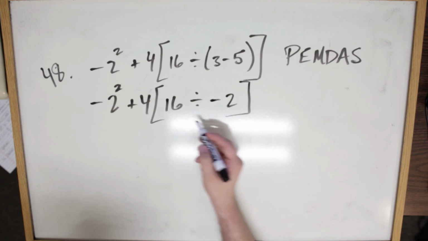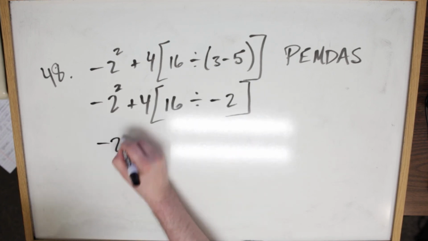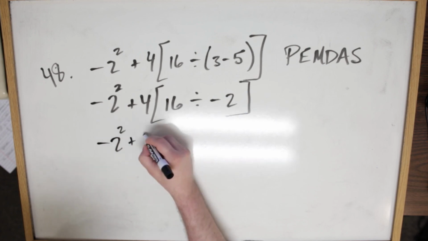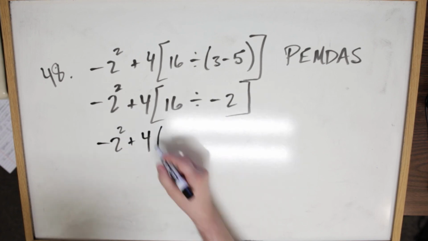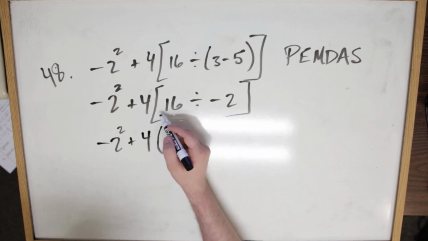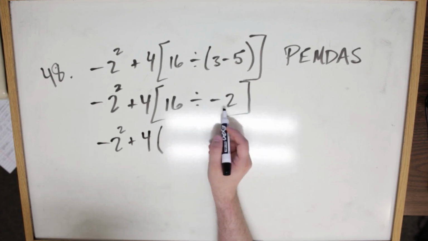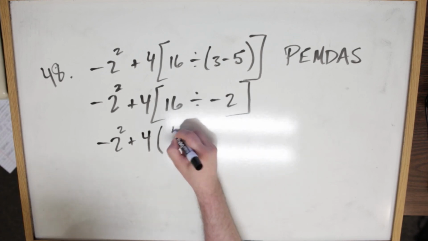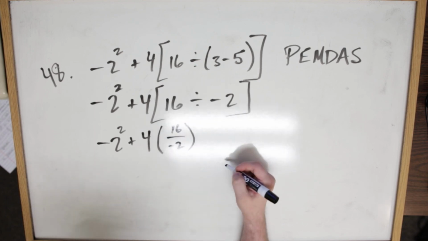Now we have to do this parentheses. So again, rewrite everything out. Squared plus 4 times, and I'm going to make this a circle bracket, or just a half circle bracket, just because these square ones are complicated. 16 divided by a negative 2. Remember, we can change it to a fraction if you want, like that, and it makes it a little bit easier to manage.